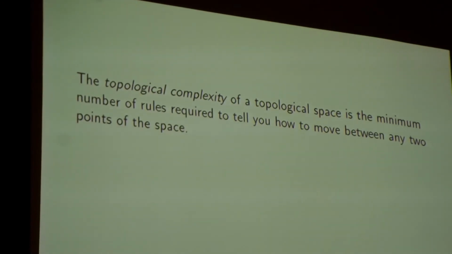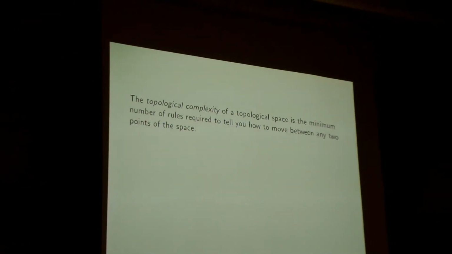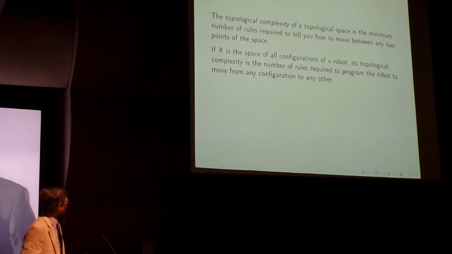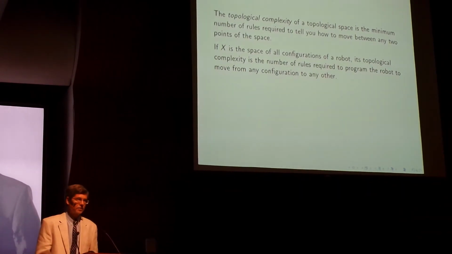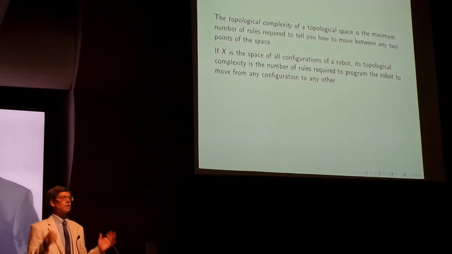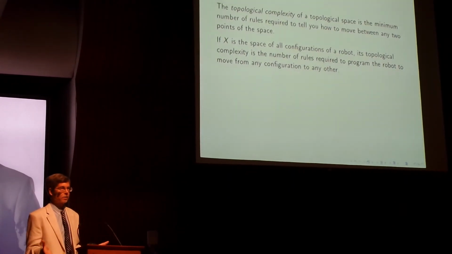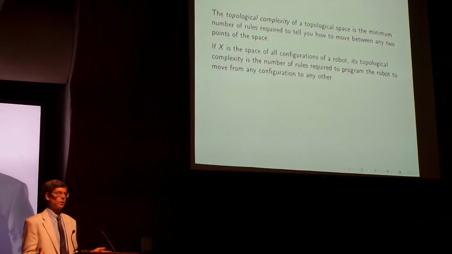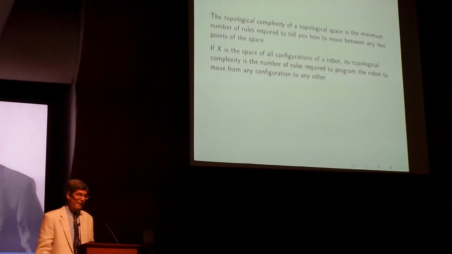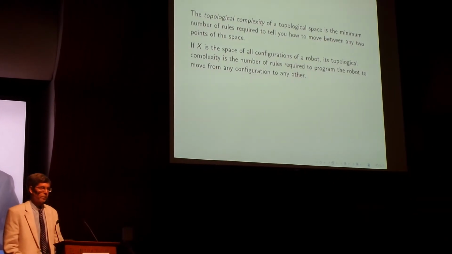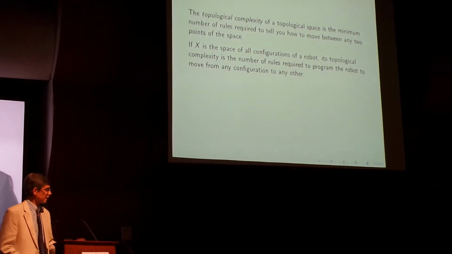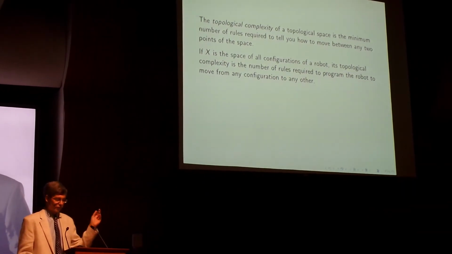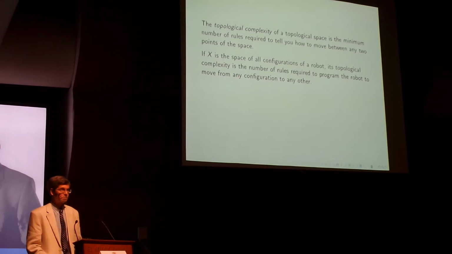So this is an important invariant associated to a topological space, and the interaction of this with robotics is that if you could take the space of all configurations of a robot as a topological space, and then you could say that the topological complexity of that space is the number of rules required to tell you how to program the robot to move from any one configuration to any other.